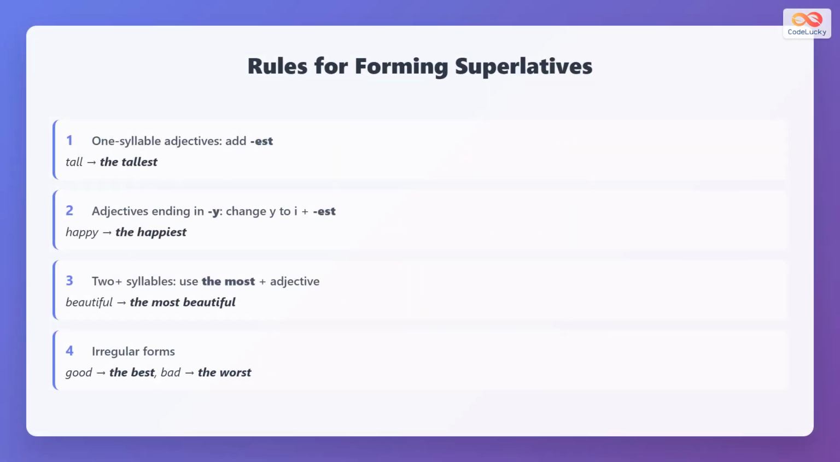There are clear rules to form superlative adjectives. For short adjectives with one syllable, you add est to the end. For adjectives ending in y, change the y to i and add est. For longer adjectives with two or more syllables, use the most before the adjective. Some adjectives also have irregular superlative forms, like good becoming best and bad becoming worst.